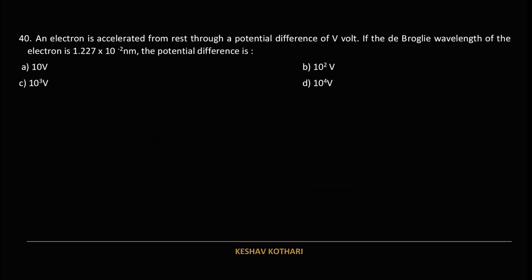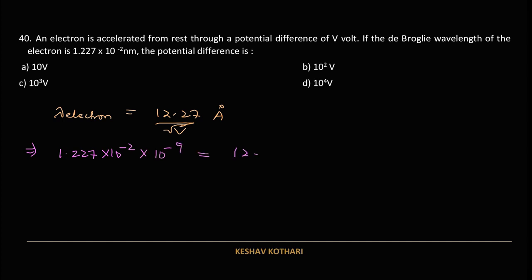An electron is accelerated through a potential difference of V volt. If the de Broglie wavelength for the electron is 1.227 into 10 to the power minus 2 nanometer, then the potential difference is. Now the result which we remember is that lambda for electron, the de Broglie wavelength, is equal to 12.27 upon root V in angstrom. So we are converting everything in SI unit, that is meter, and we put it as over here equal to 1.227 into 10 to the power minus 2 into 10 to the power minus 9 meter, which is equal to 12.27 into 10 to the power minus 10 upon root V.